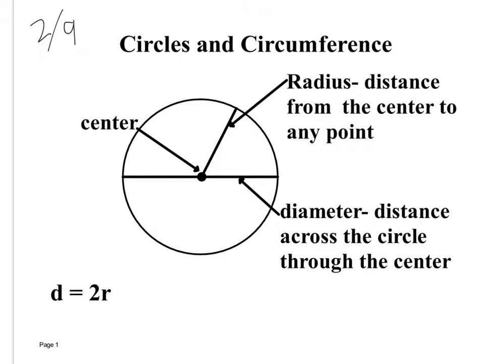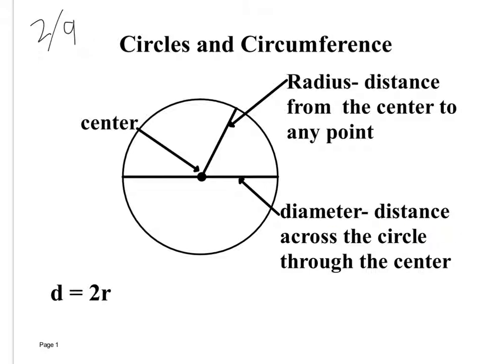All right, circles and circumference. A couple things you need to know about characteristics of circles. Always the center would be right in the middle. But there are two things that use that center, and it's radius and diameter. Radius is the distance from the center to any point. So here's what a radius looks like.